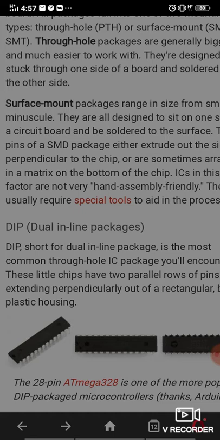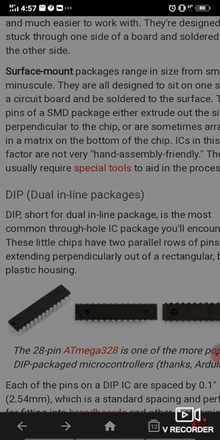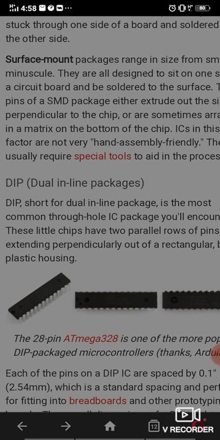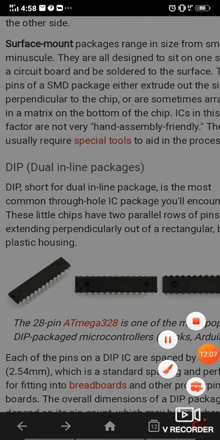Surface mount packages range in size. They are all designed to sit on one side of the board and be soldered to the surface. The pins of surface mount packages either extend out to the side or perpendicular to the chip. ICs in this form factor are not very hand-assembly friendly. They usually require special tools to assemble.